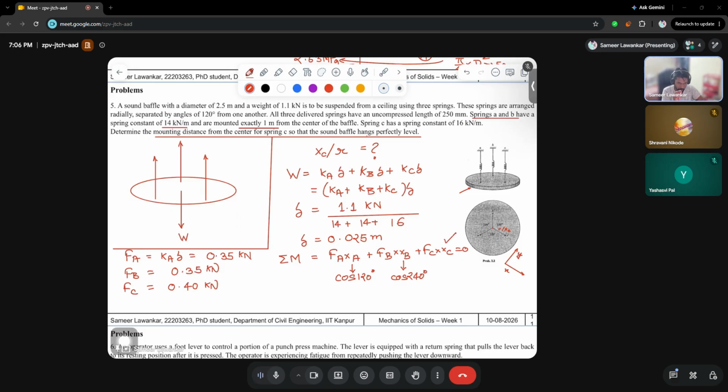Please try to understand this visually also, how this is happening, why it's cos of 120 degrees, meaning 1 into cos of 120 degrees, because the length is 1 meter here. When you input the values of Fa, Fb and Fc into this equation, you can simply get the value of Xc, which is 0.875.